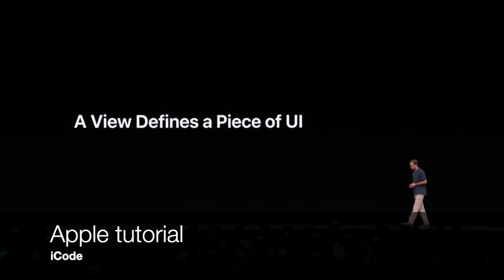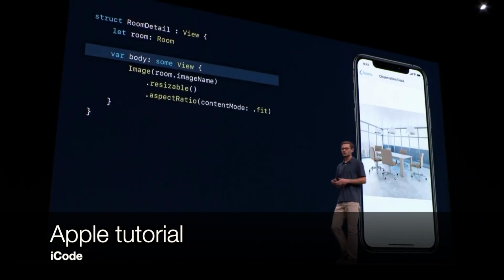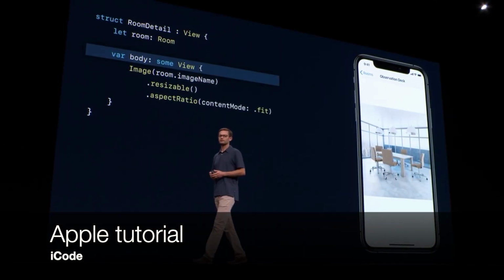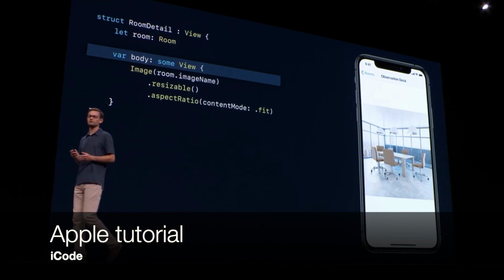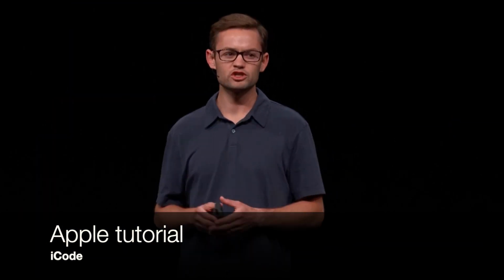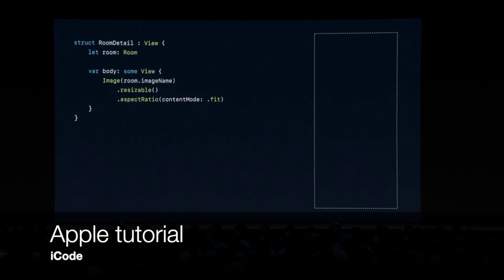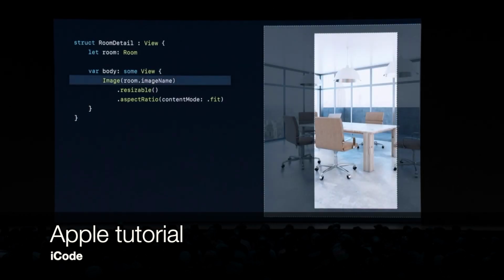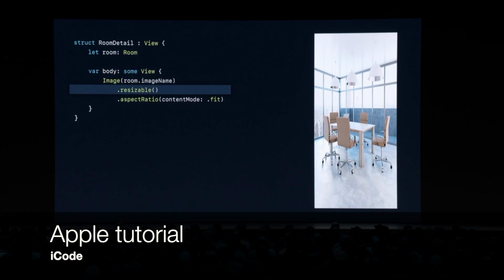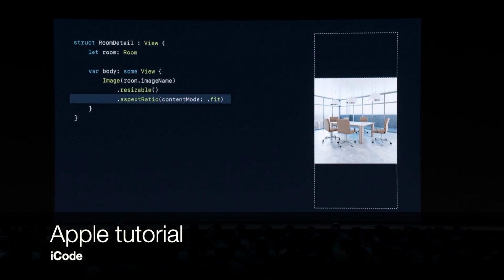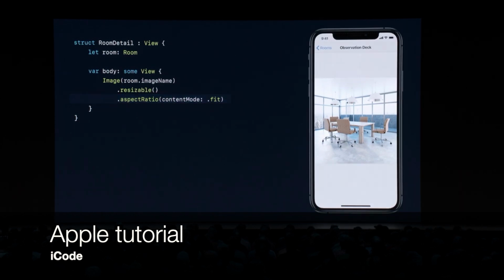So a view in SwiftUI and a view in a traditional UI framework fulfill the same primary role. They define a piece of UI. The view protocol only has a single requirement, a body property, which is itself a view. You build bigger views in SwiftUI by composing together smaller views. We built room detail by composing together image, a view of an image at its native resolution, resizable, which opted it in to stretch in either dimension, and aspect ratio, a view that proportionally scales its child. The rendering of any view you build is just the rendering of its body.